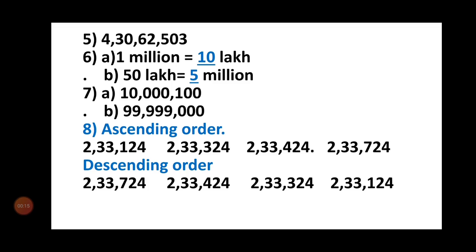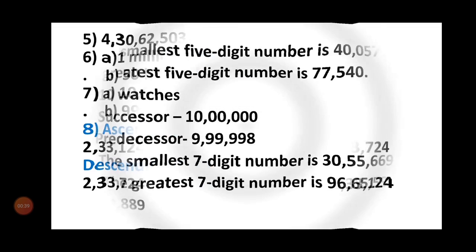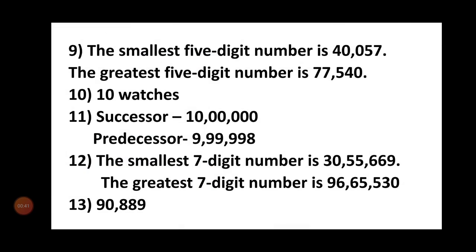Eighth one, ascending order, 2,33,124, 2,33,324, 2,33,424, 2,33,724. Then descending order, 2,33,724, 2,33,424, 2,33,324, 2,33,124.